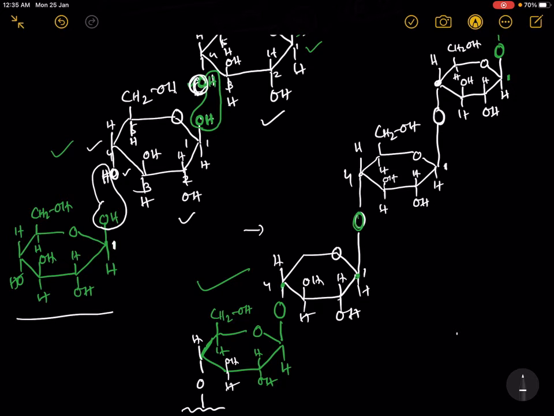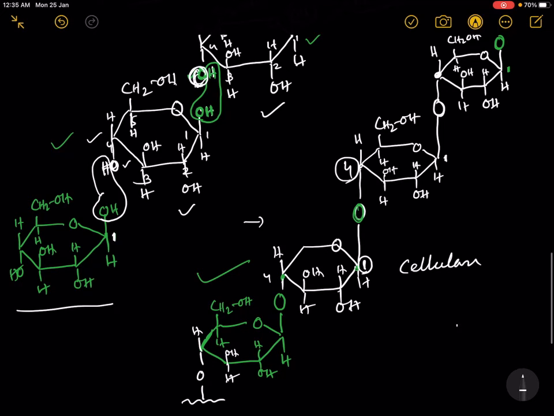and you see number 1 position of one beta D glucose is connected to number 4 position of the second beta D glucose, or you can say C1-C4 linkage. So C1 of one unit is connected to C4 of the second beta D glucose by a glycosidic linkage. This is the glycosidic linkage. Linkage means bond. This is the structure of cellulose.